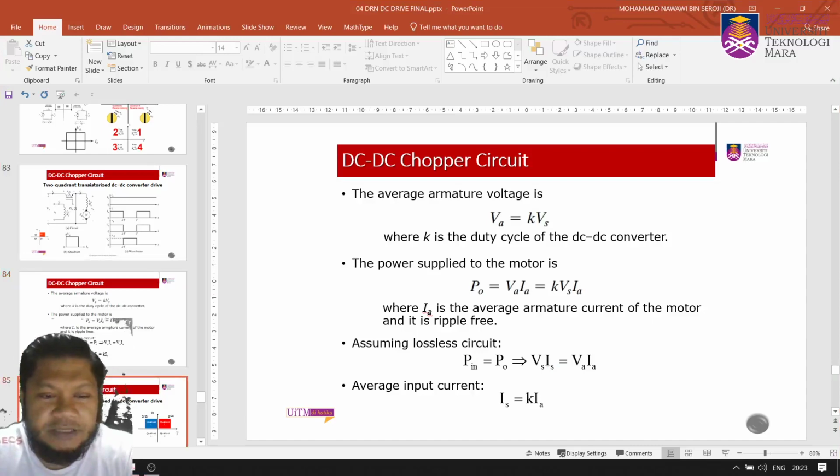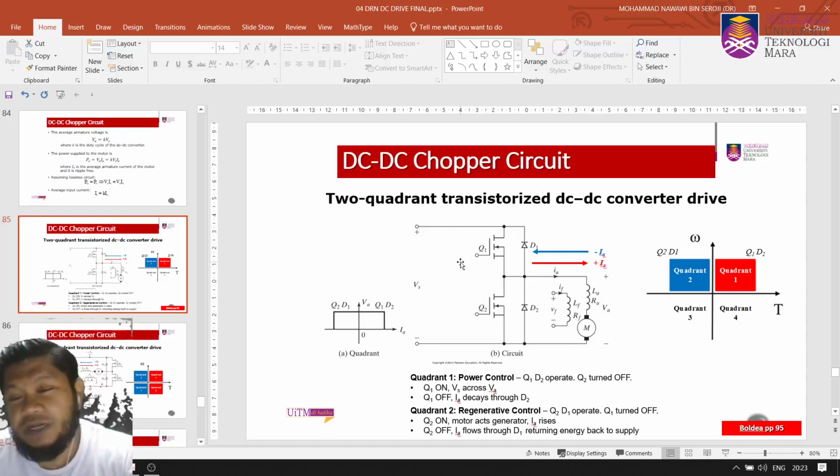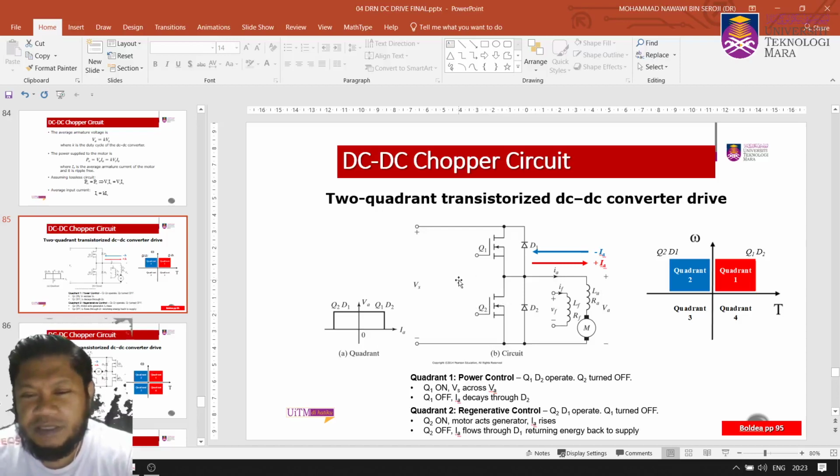Next, here you have this circuit, the two quadrant transistorized DC-DC converter drive. So how do you do it? You need to connect another thyristor here, put in this connection. So you have Q1, Q2, which are actually switch 1 and switch 2.